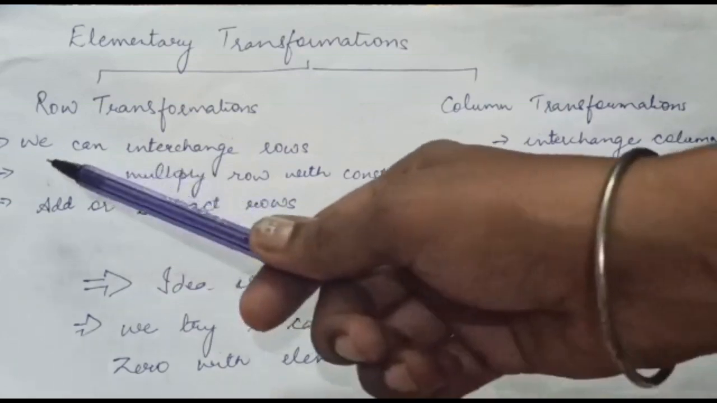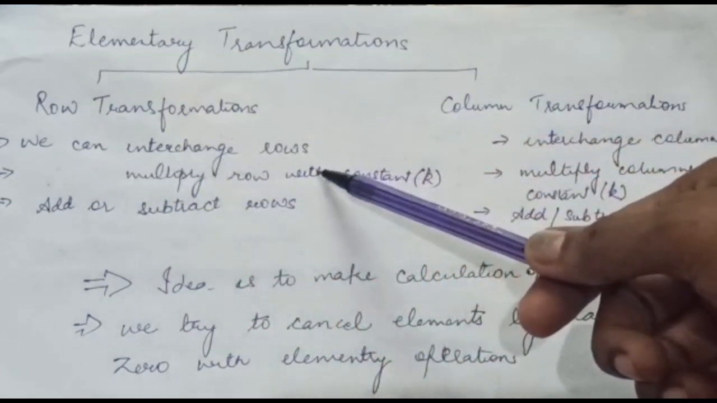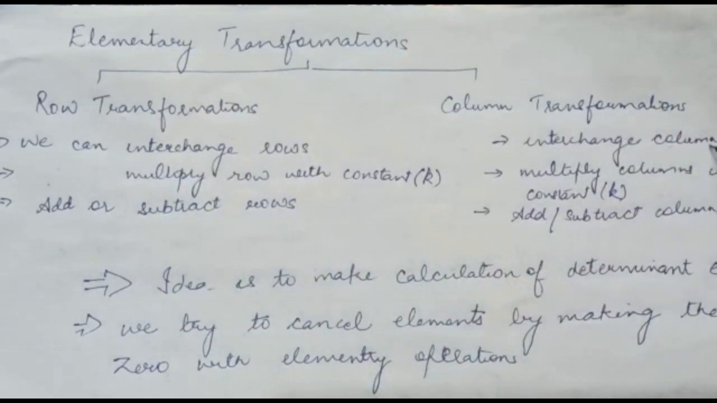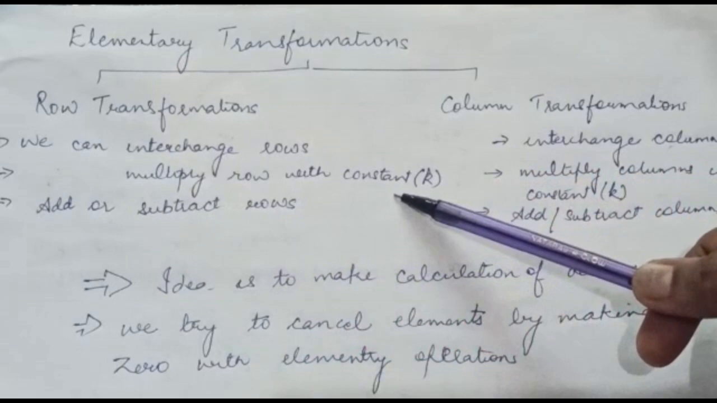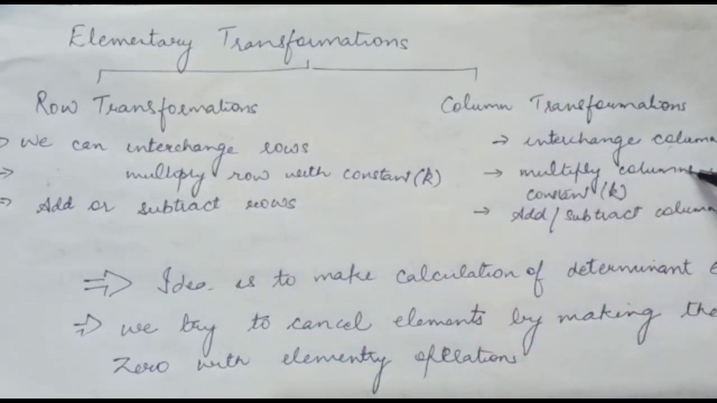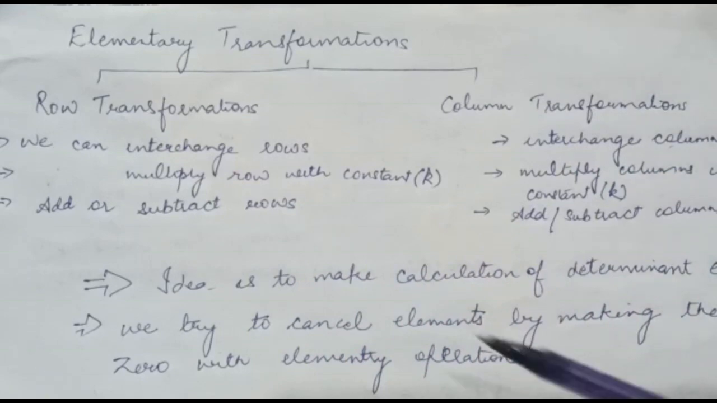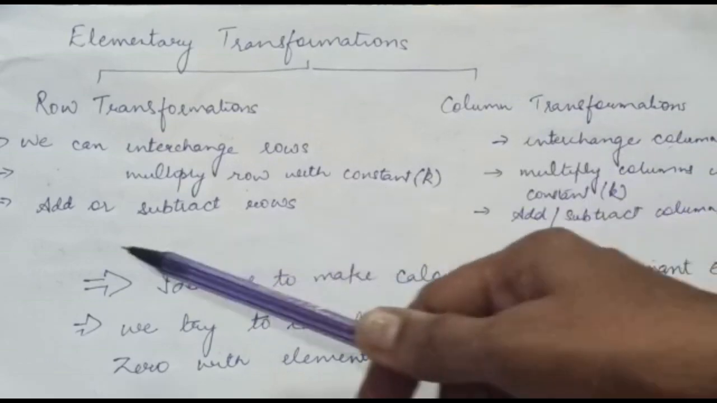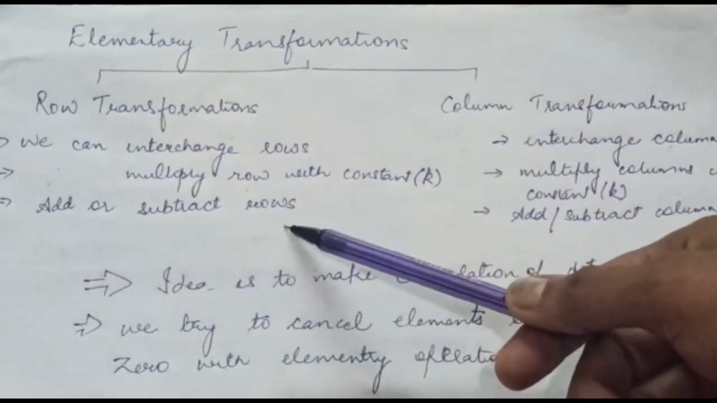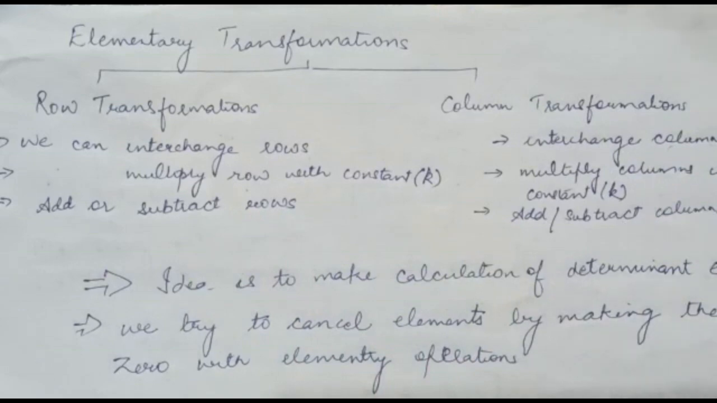What we can do, we can interchange two rows or we can interchange two columns. We can multiply any row with any constant, or we can multiply any column with any constant. Constant means any value. It can be 1, 2, 100. So any row or any column can be multiplied by a constant. We can add or subtract two rows, or we can add or subtract different columns.